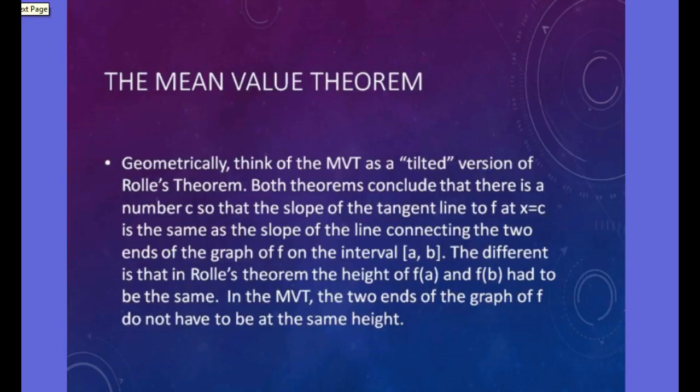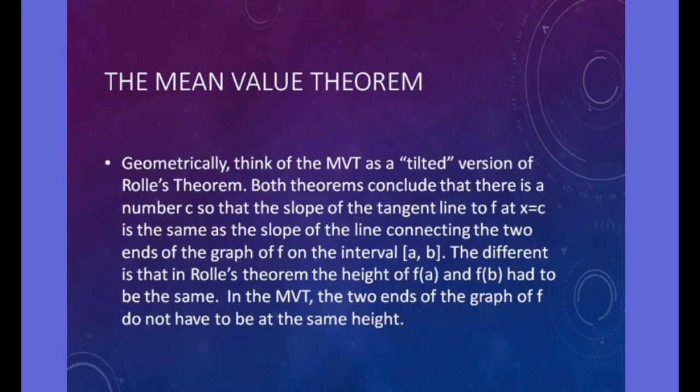So the mean value theorem is an extension or a variation, so to speak, of Rolle's theorem. Geometrically, you can take Rolle's theorem and tilt it, and that would give you the mean value theorem. The reason is that the mean value theorem does not have that same hypothesis where f of a has to equal f of b. So you're taking that straight line between f of a and f of b and just putting it at a different angle. And that's the application behind the mean value theorem.